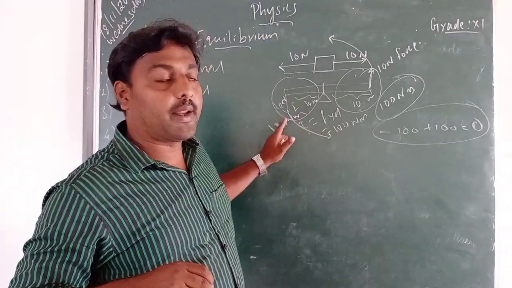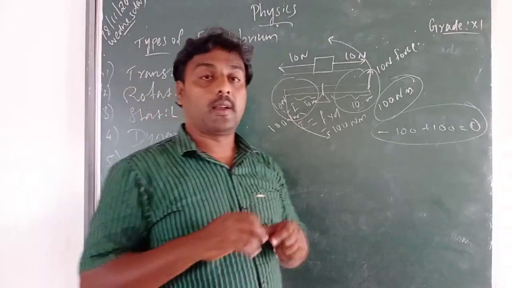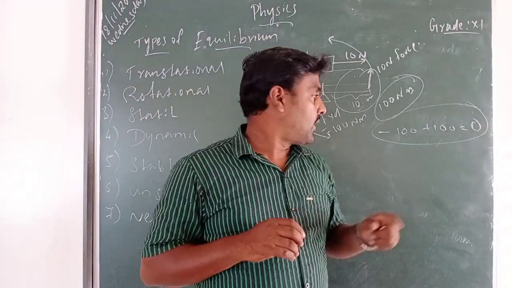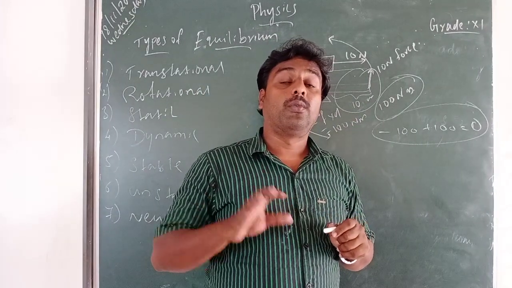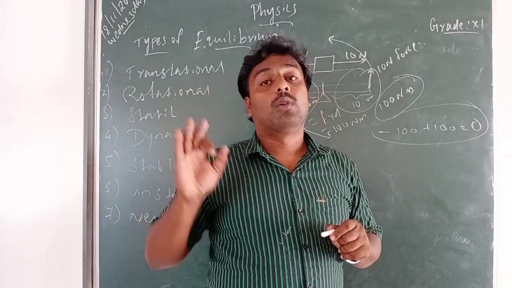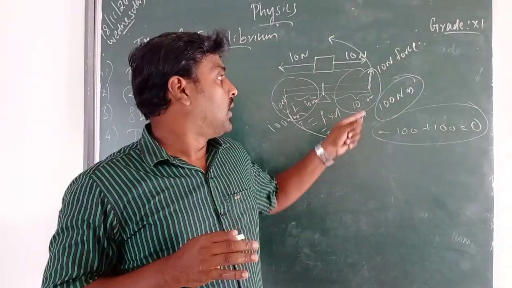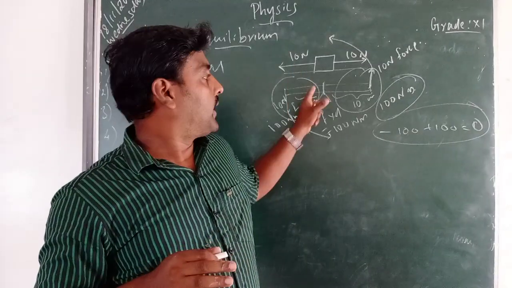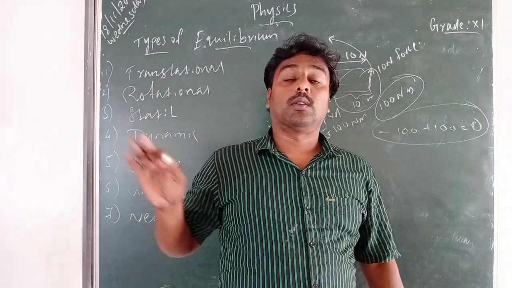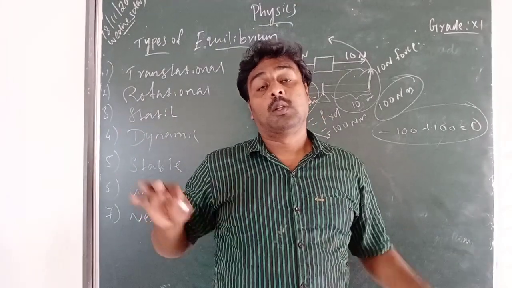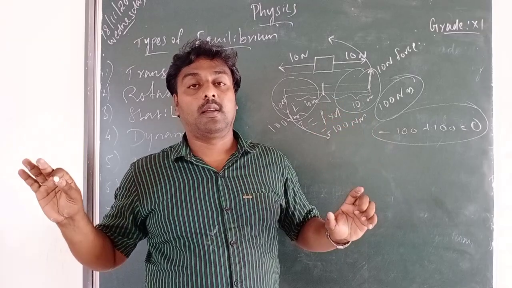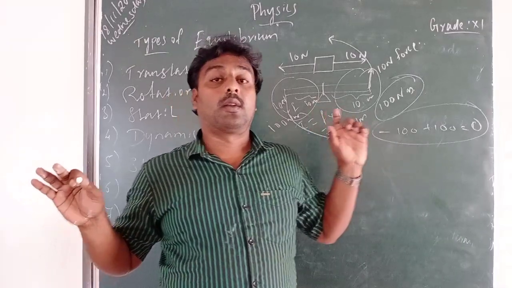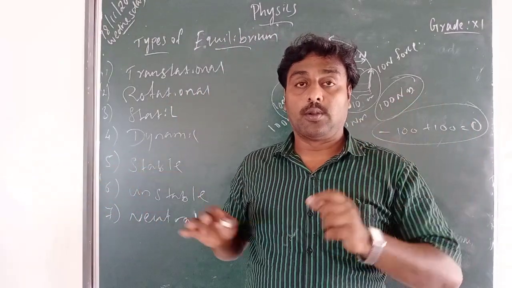When we calculate 10 into 10, what do you get? 100 Newton meter. This side also you get 100 Newton meter. Now if you take the net torque, what do you get? 0. So this state is rotational equilibrium. During this time, angular momentum is constant, and the net torque is also 0.